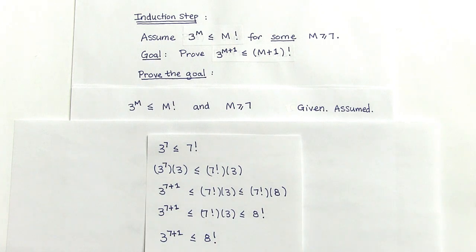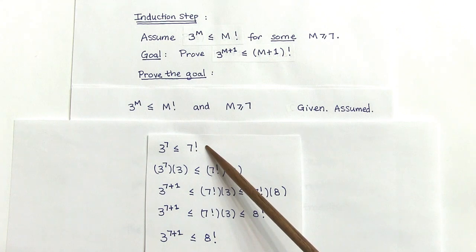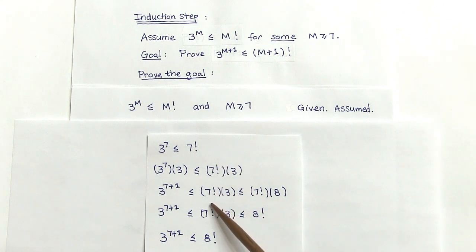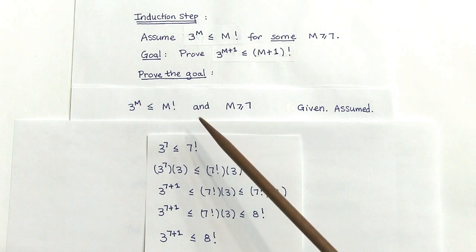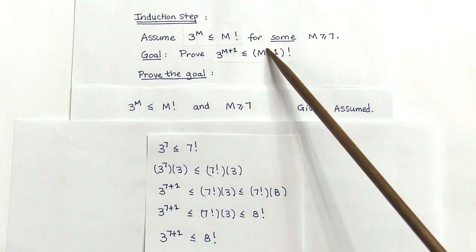And I've proved that if 3 to the 7 is less than or equal to 7 factorial, then by correct application of my order axioms, it follows that 3 to the 8 must be less than or equal to 8 factorial. So if I do this with numbers, it gives me an idea what I need to do in order to accomplish this in symbols.